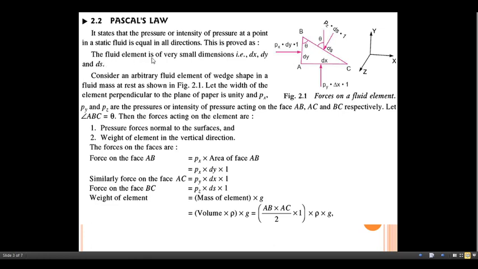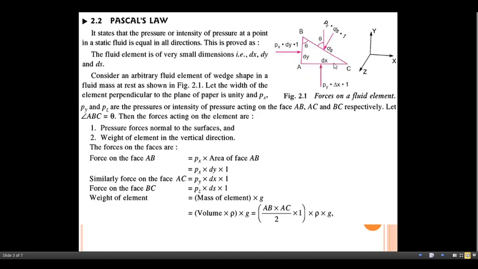So the fluid element is of very small dimensions, that is dx, dy and ds. Instead of delta x, we just consider dx. So here we have dx, dy, and for this inclined portion we consider ds. These are the dimensions.